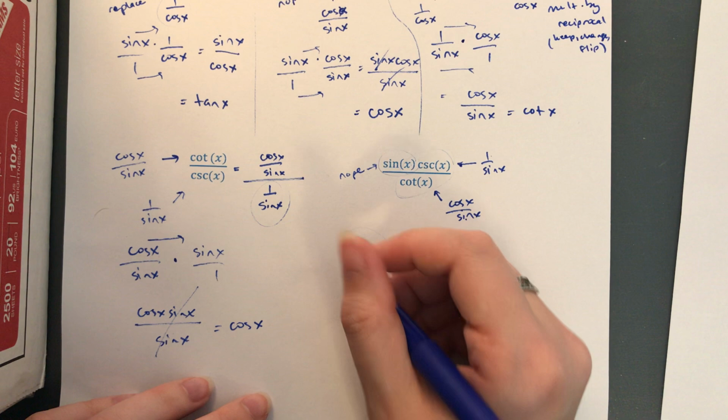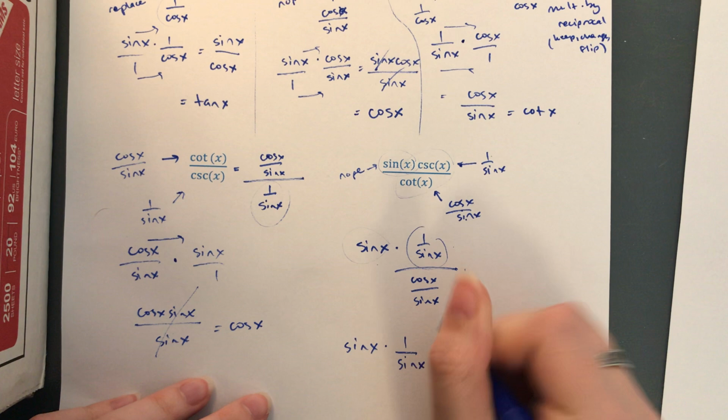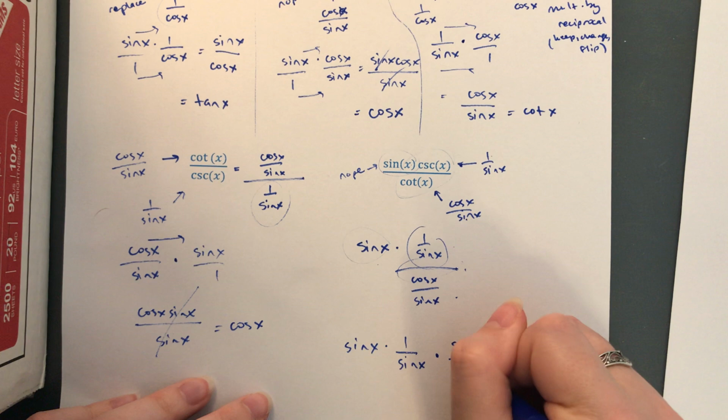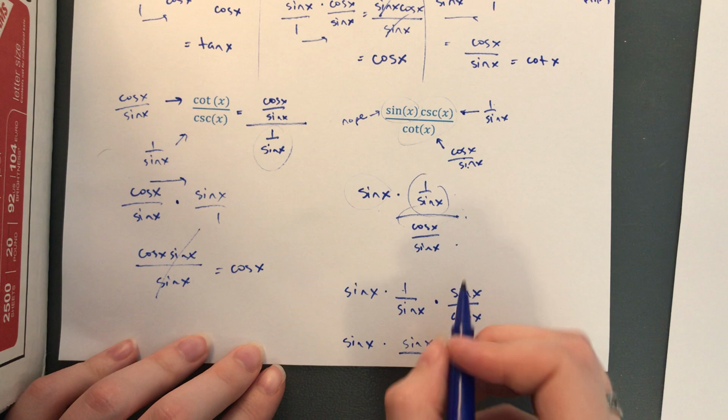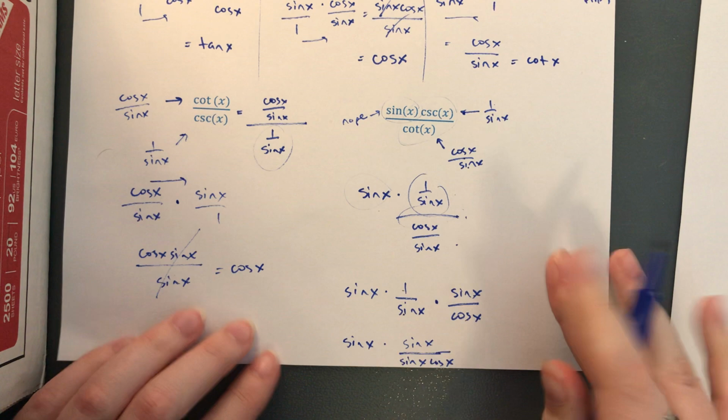So we've got sine x, I'm just going to bring it down, times, keep the first one, 1 over sine x, change to multiplication, flip it. Then I'm just going to multiply the fractions across. So we've got sine x times 1 times sine x is sine x over sine times cosine is just sine x cosine x. And so then here we have that situation where I have a sine over a sine, so those cancel.